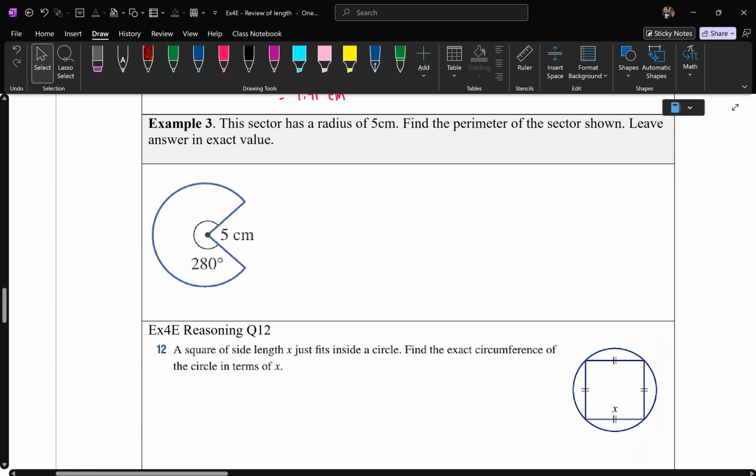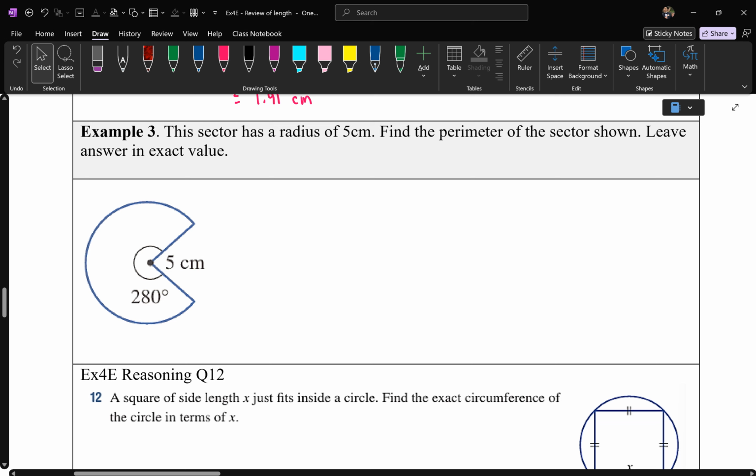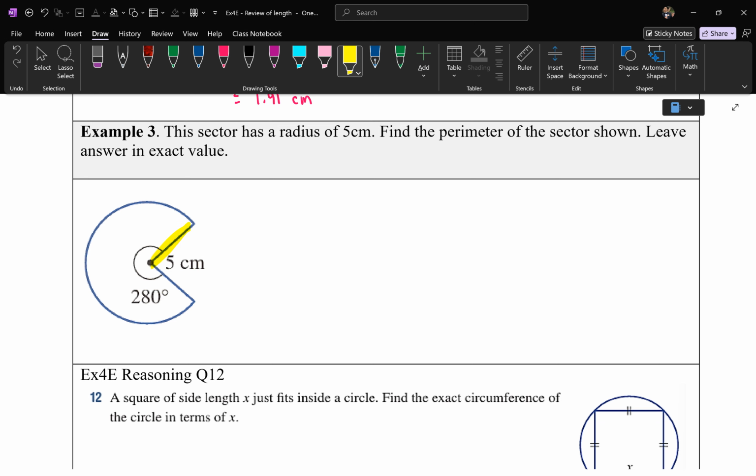Example 3. This sector, which means partial circle, has a radius of 5 centimeters. So here's my radius. Find the perimeter of the sector shown. Leave answer in exact value. Don't change it to decimals. Here we go. We want to find the perimeter. Now, this is a partial circle, and I gave you the formula before. What is the formula for a partial circle? Can I please have Andrea?